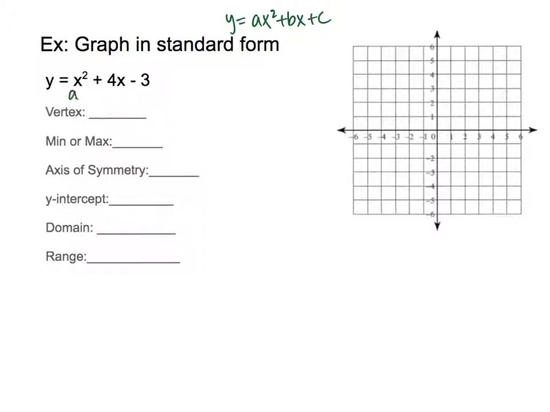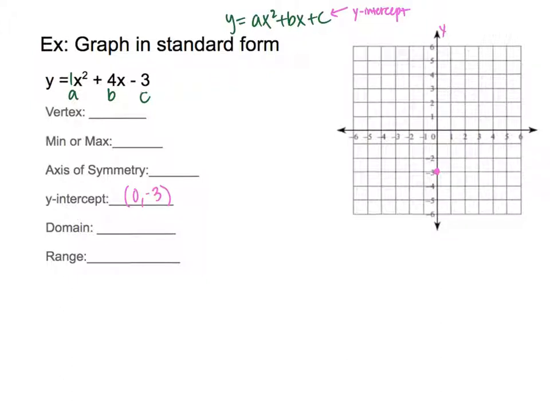So in this case, my a here is 1. The coefficient in front of x squared is 1, technically. B here looks like positive 4. C here is negative 3. Now, if you remember before, I was saying that the advantage with standard form is that c is always your y-intercept. So we have a y-intercept at negative 3. So in this case here, if we were to plot that on our graph, negative 3 is right here on the y-axis. So that's going to be (0, negative 3).